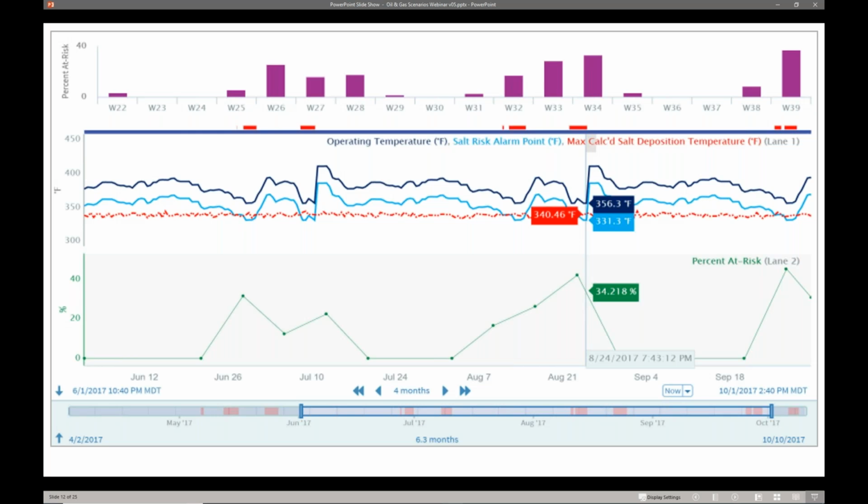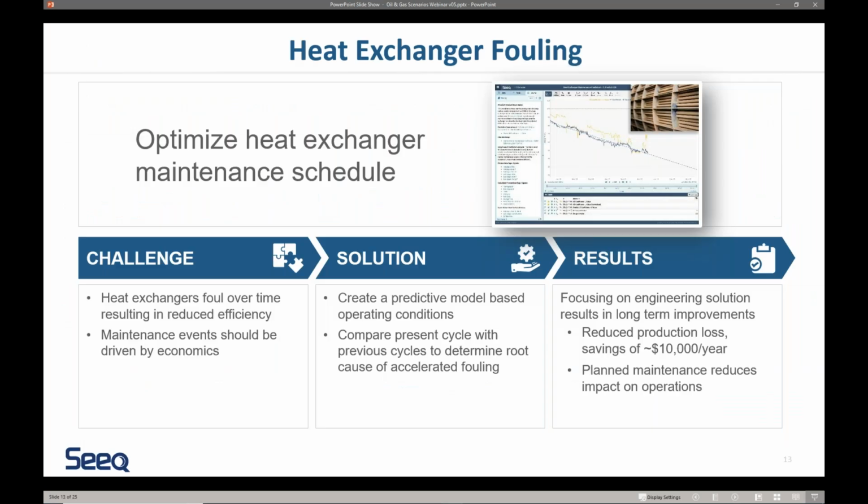So that was our first example to get everyone warmed up and thinking about analytics in Seeq, the next example, we're going to take a little bit deeper dive and actually go into Seeq and see how the analysis was done.